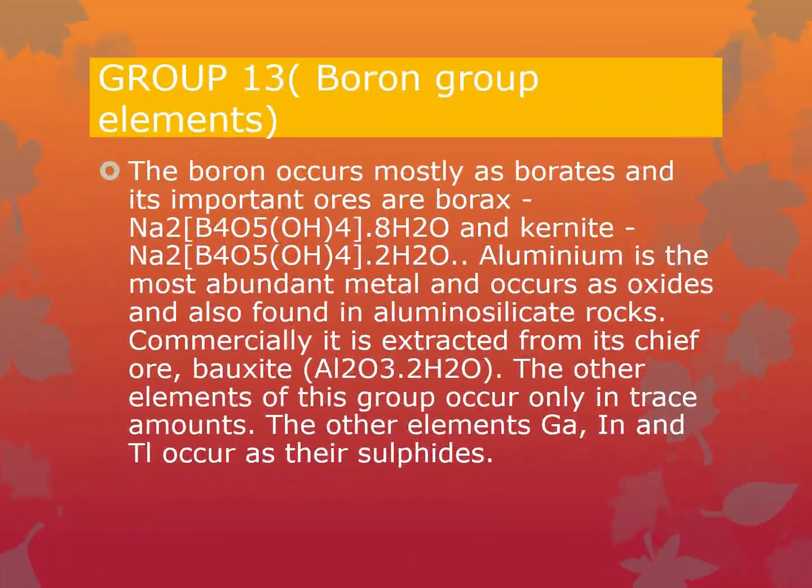Now group 13 elements. We will see their physical properties, occurrence, chemical properties, and formation of metal borides. First of all, boron. Boron occurs mostly as borates. The important ores are borax, Na2B4O5(OH)4·8H2O, and kernite. So boron occurs in different forms such as borax and kernite.